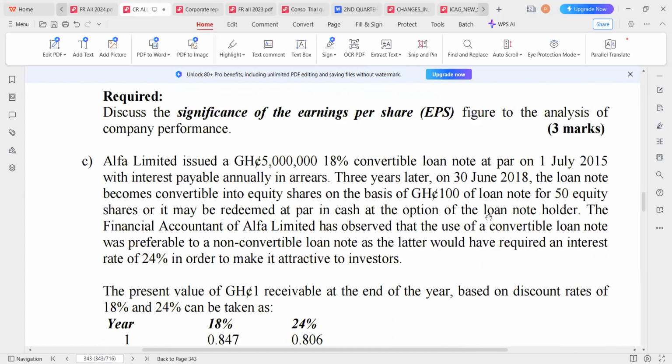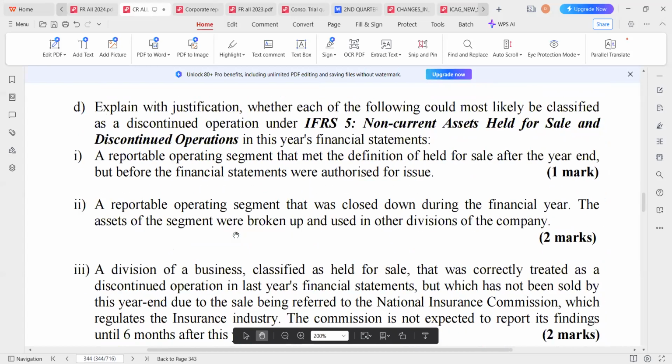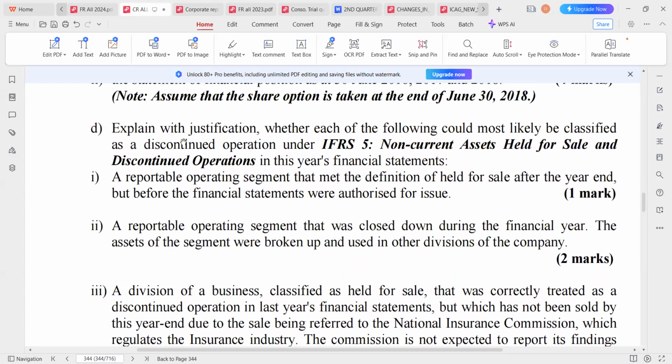Question 2D. Let's all go. Explain with justification whether each of the following could most likely be classified as a discontinued operation under IFRS 5. Number 1, a reportable operating segment that met the definition of held for sale after the year end, but before the financial statements were authorized.